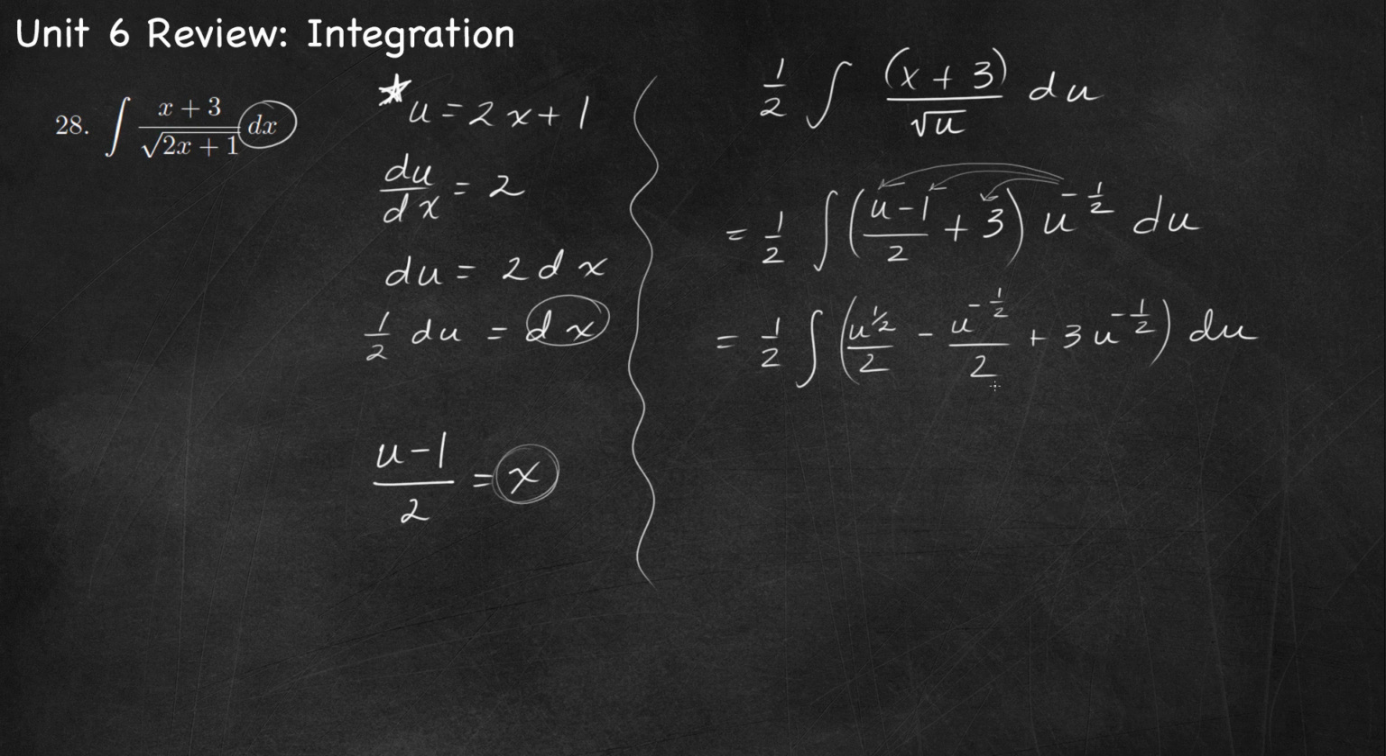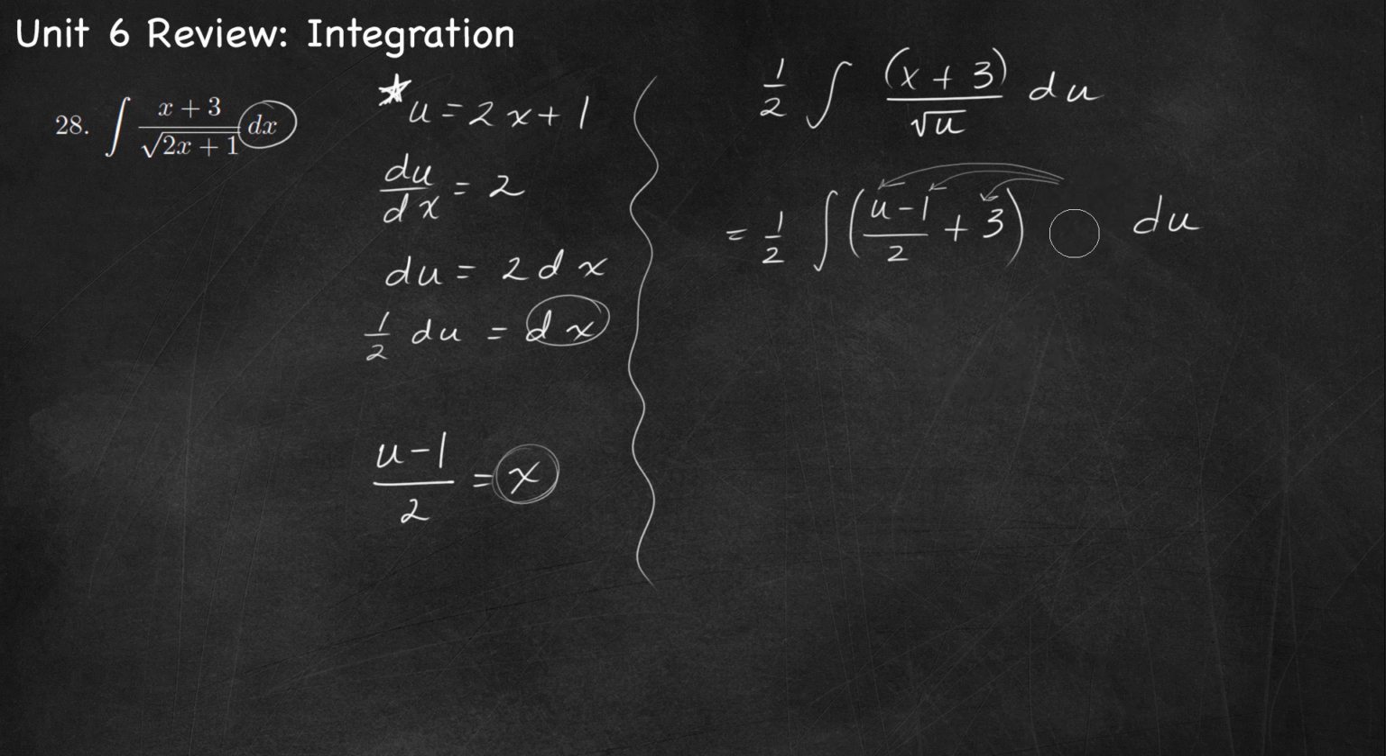Let me try something else. This isn't wrong. I mean, we can keep going with this. But just from experience, I feel like that probably would have confused a lot of people. Instead of writing that as u to the negative 1/2, let me keep it dividing by the square root of u. But dividing by the square root of u is the same as multiplying by 1 over square root of u. Okay, I think I'm going to like this one a little bit better.